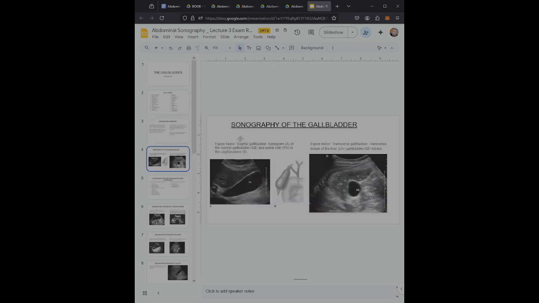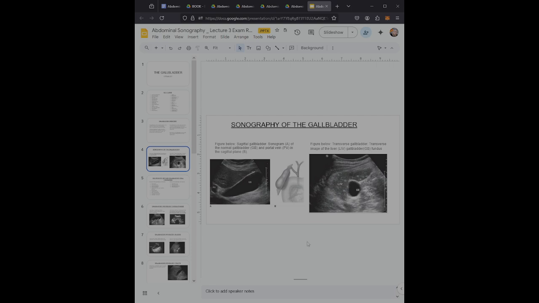So how exactly do we scan the gallbladder? As with a number of sonogram scans, we should always ask our patient to fast for a period of 4 to 8 hours. And when we finally locate the gallbladder, it normally appears anechoic, pear-shaped when we're scanning it sagittally. If we were to get a true transverse image of the gallbladder, we tend to get an anechoic circle.